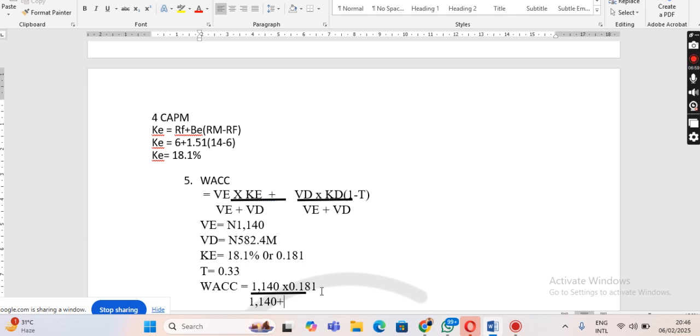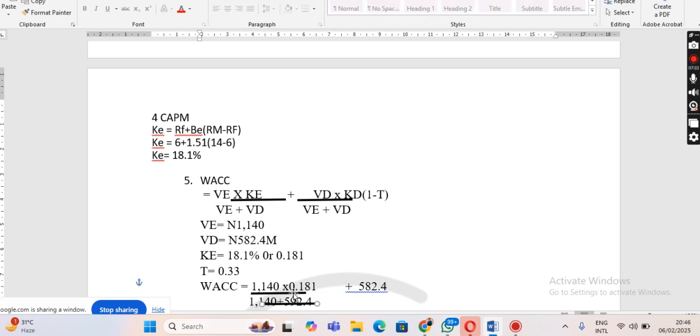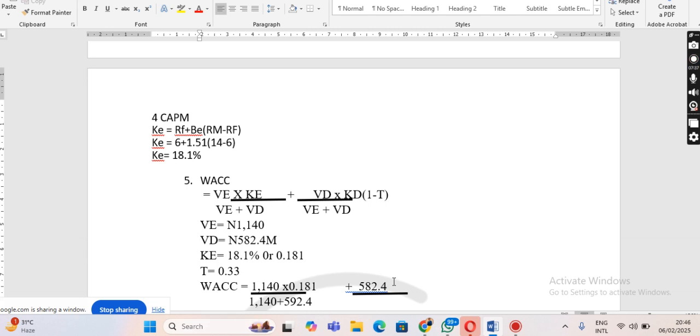1,140 plus the value of debt, which is 582.4, right? There is a plus here. If this is established, we need to put plus. So the value of debt is 582.4 M. We do the same thing, divided by the same figure, and we have this. Now we need to multiply by the cost of debt.